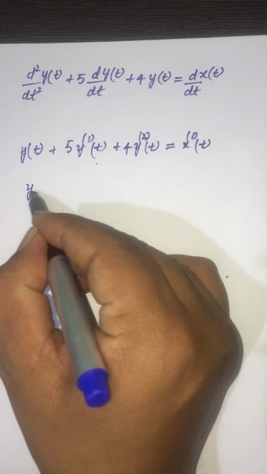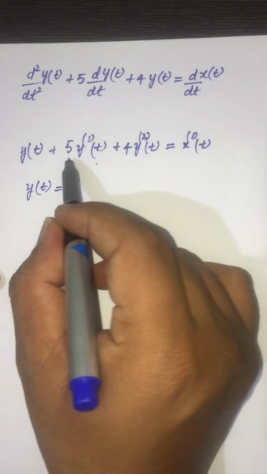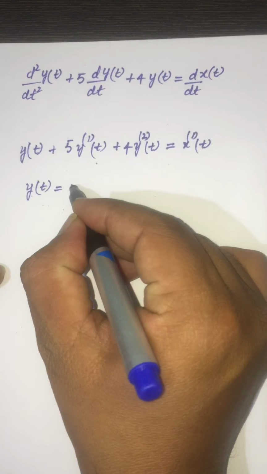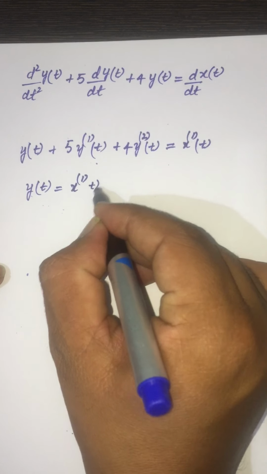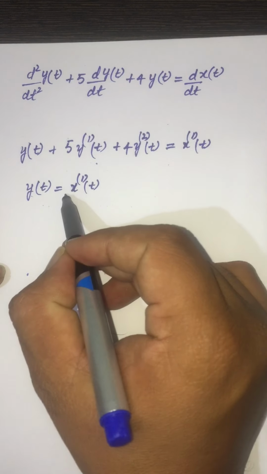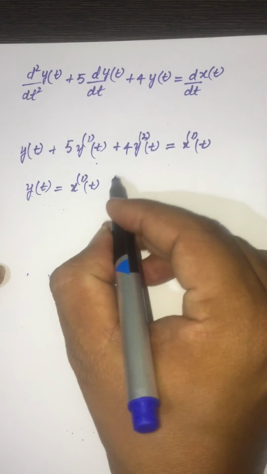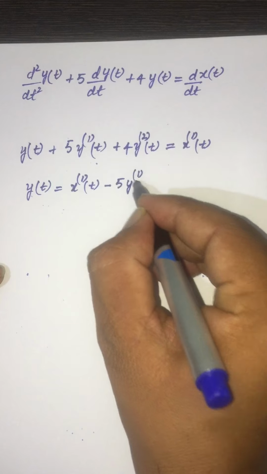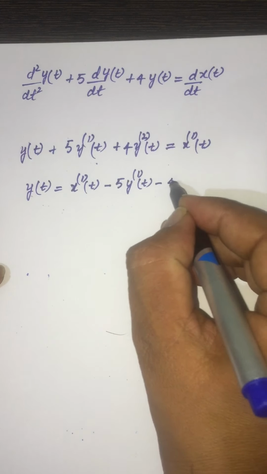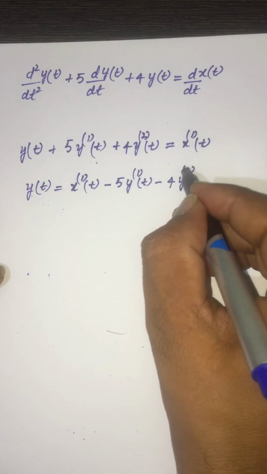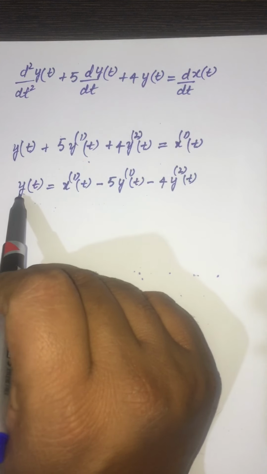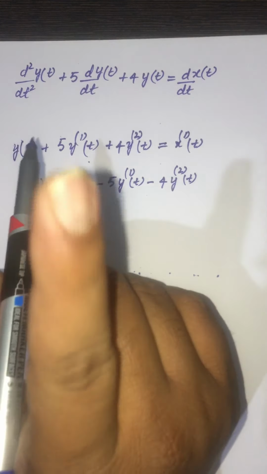I need to have only y of t in the LHS and every other expression needs to be moved to the RHS. Therefore it is x to the power of 1 of t. The coefficient 1 is there, nothing else here, therefore retained as it is: x to the power of 1 of t minus 5 into y to the power of 1 of t minus 4 into y to the power of 2 of t. Now the coefficient of this y of t should always be equal to 1.